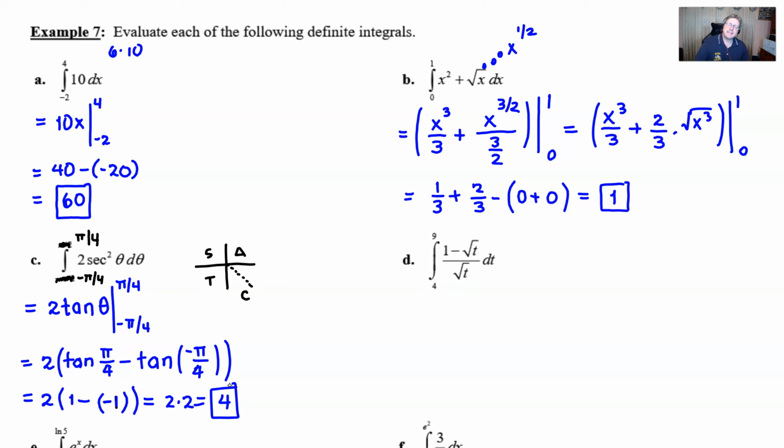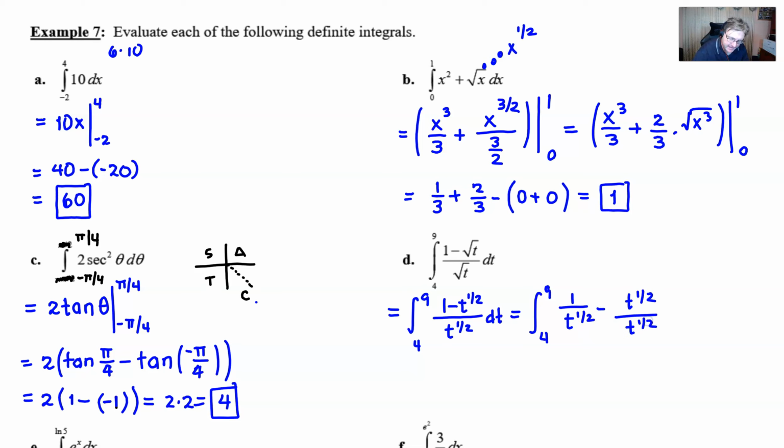We had a discussion in one of the previous videos about whenever you're integrating things that are a little bit more complicated, like 1 minus the square root of t over the square root of t with respect to t. I highly, highly recommend that we change these square roots into fractional exponents. So we could write it something like this to begin with. And then we divide this into two completely separate fractions. Because you have a monomial denominator, that is allowed.